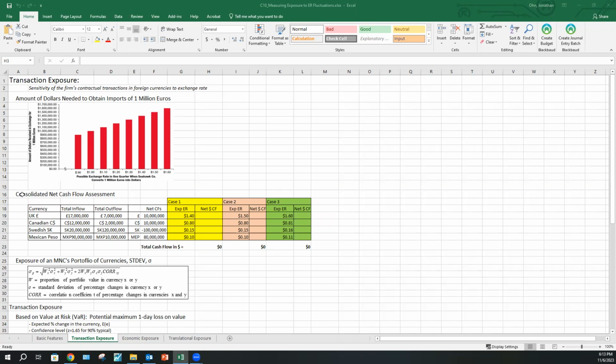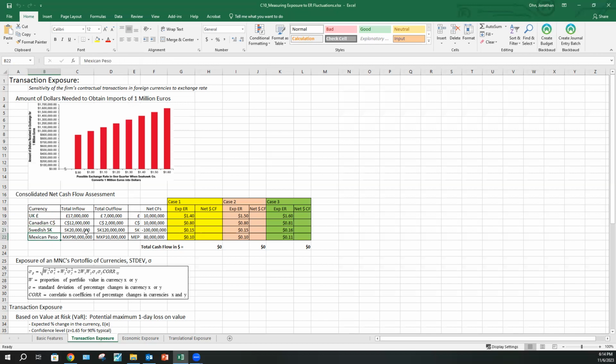All right, let's talk about one example: calculate consolidated net cash flow assessment. Now, our company has a portfolio of 4 different currencies, so our cash flow should be explained in 4 different currency exchange rates. First one, UK pound. Second one is Canadian dollar, third one Swedish krona, and fourth is Mexican peso.